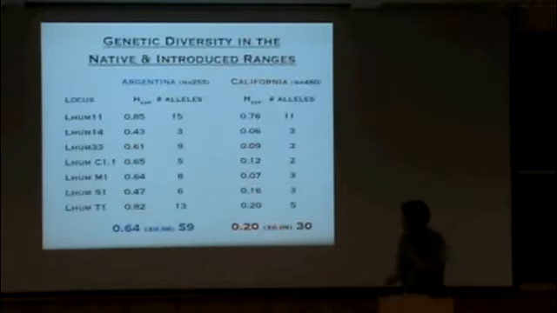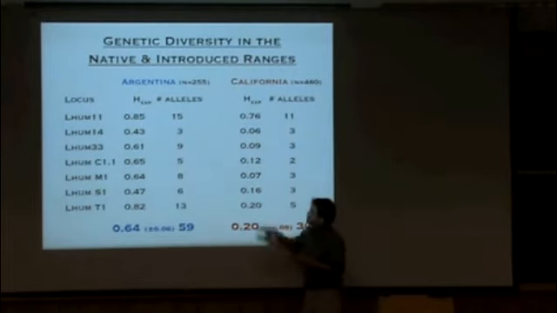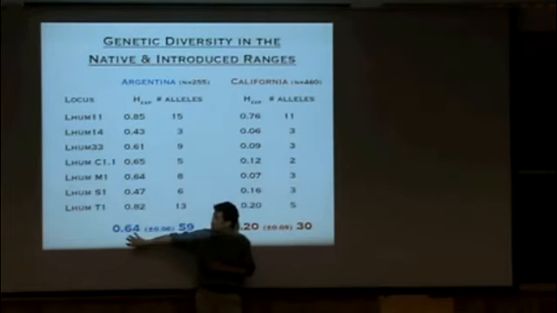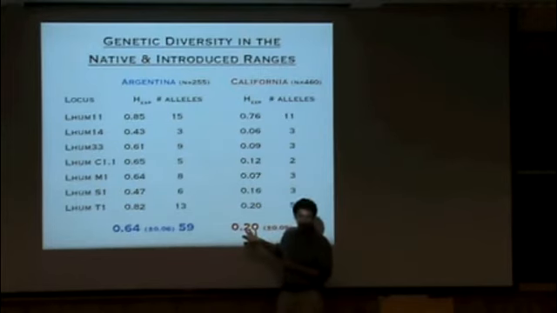And so this is the sort of first pass we made at this data many years ago. We've fleshed out a lot since then, but the story hasn't changed. The take-home message here across these different microsatellite loci is that in Argentina, if you measure expected heterozygosity, which is a measure of genetic diversity, you see a level that's about 3 times as large as the level of genetic diversity you see here in California populations.